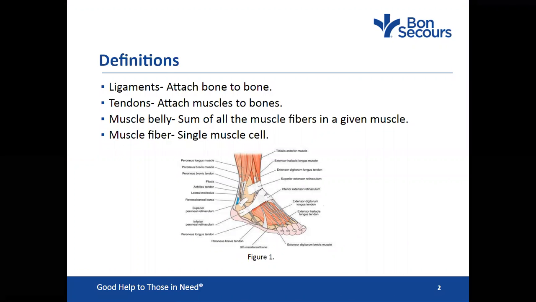Ligaments attach bone to bone and are depicted as the large white bands in the picture. Tendons attach muscles to bones and are the smaller white bands. The muscle belly is the sum of all the muscle fibers in any given muscle, and a muscle fiber is a single muscle cell.